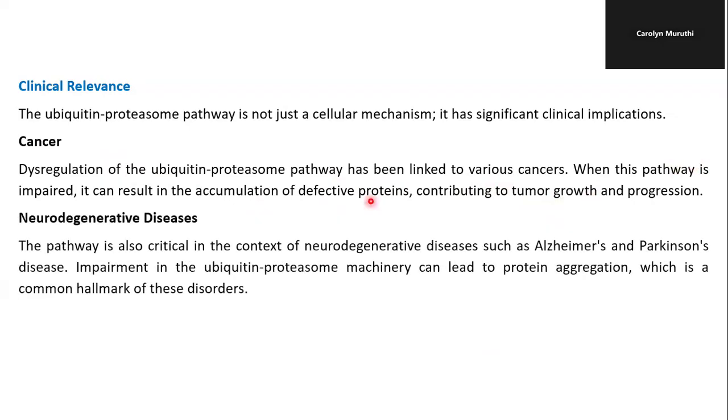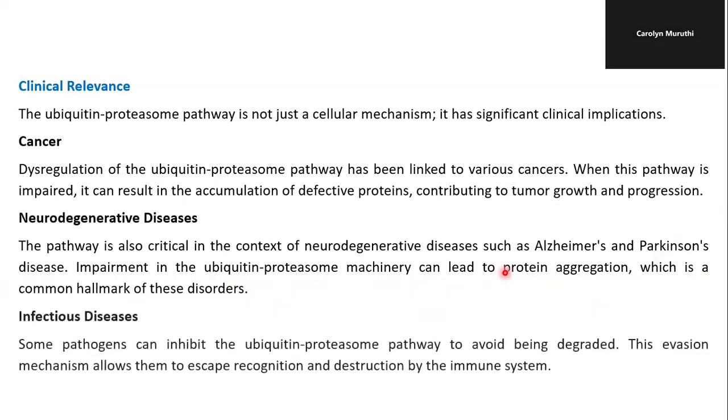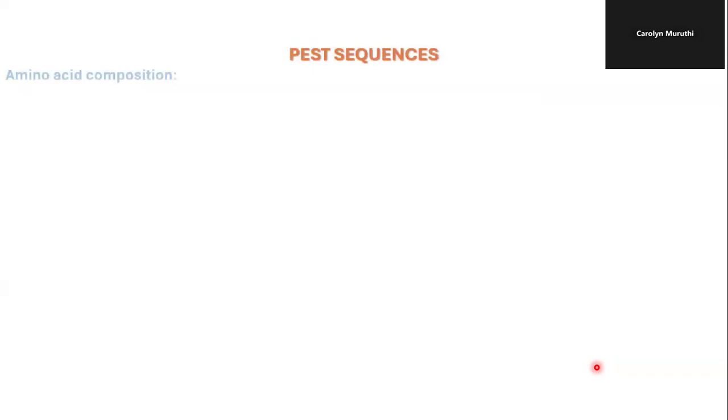also cancer progression. When it comes to the neurodegenerative diseases, we see that this pathway is very important in that an impairment of the ubiquitin proteasome machinery will lead to protein aggregation, which is a common hallmark of Parkinson's and also other disorders. When it comes to infectious diseases, we see that there are some pathogens that can inhibit the ubiquitin proteasome pathway so as to avoid being degraded. And so this evasion mechanism allows them to escape being recognized and destroyed by the immune system.